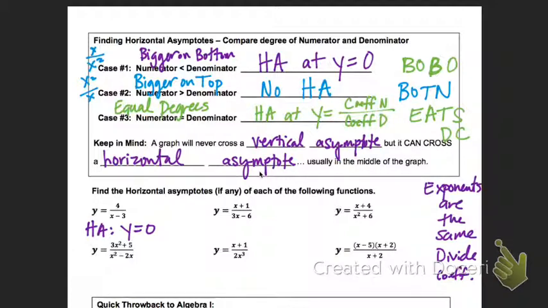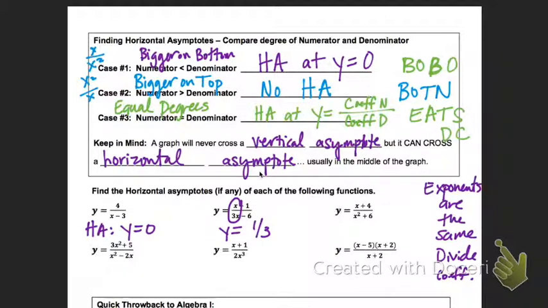Are we going based only off the coefficients? We're looking at the highest degree. Okay, what about the second one? x plus 1 over 3x minus 6. Eats DC. So I've got divide coefficients, 1 over 3. Yes! Y'all got it.